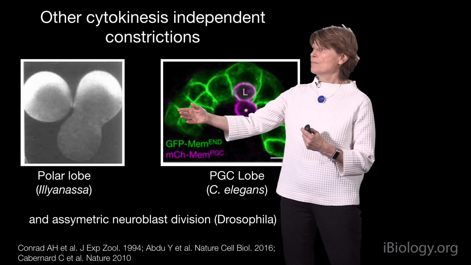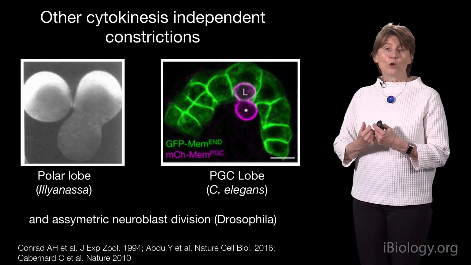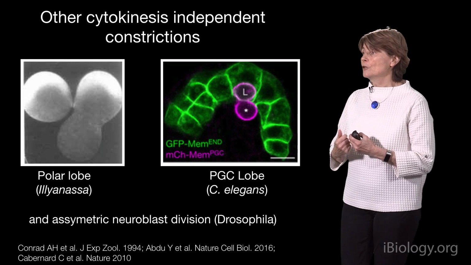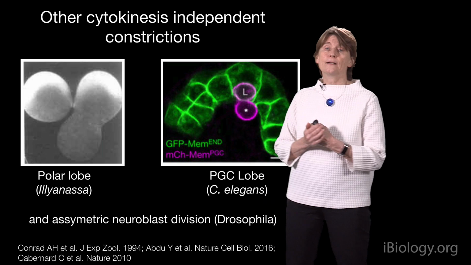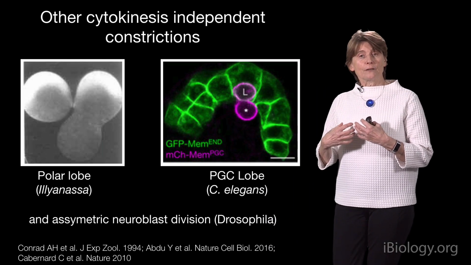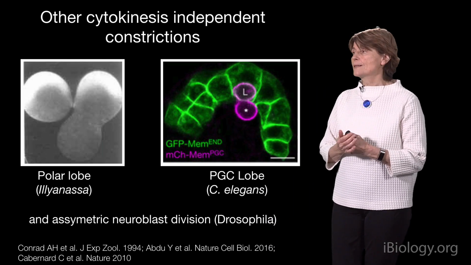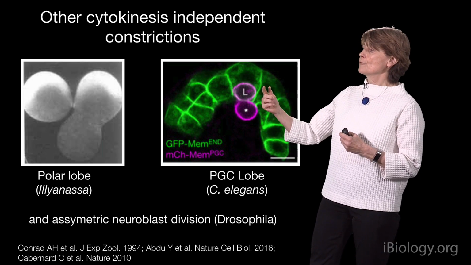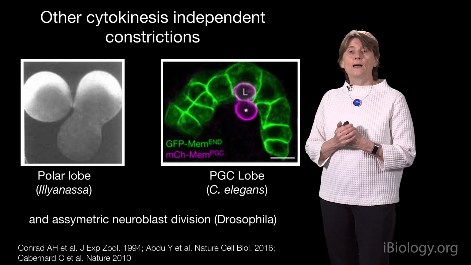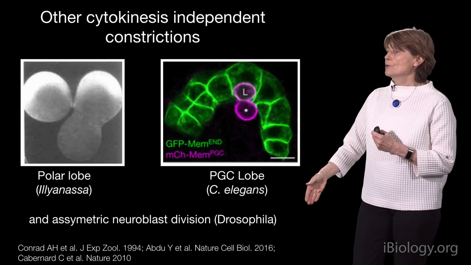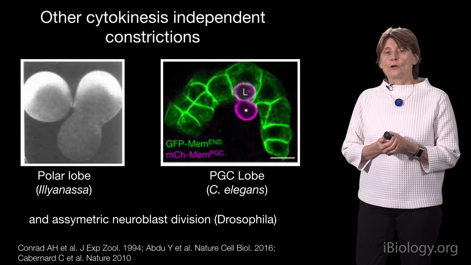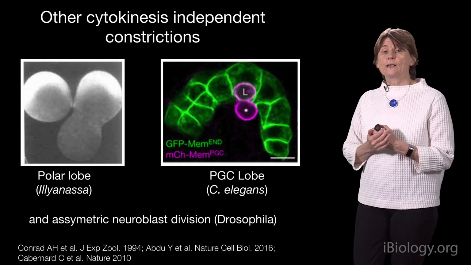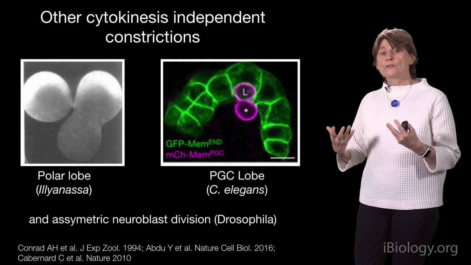So for example, as a mechanism of polar lobe formation, where certain determinants for development of Ilyanassa and other mollusks are temporarily separated from the rest of the embryo, or in C. elegans, where the primordial germ cells form a lobe, which then is eaten by the endoderm, or also during the asymmetric division of neuroblasts in Drosophila. So possibly there are more of these examples.